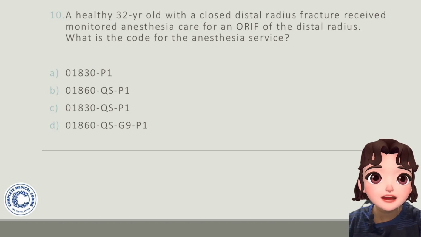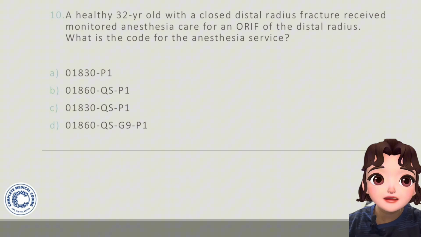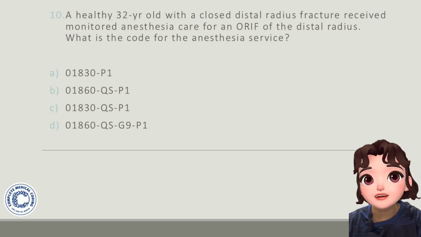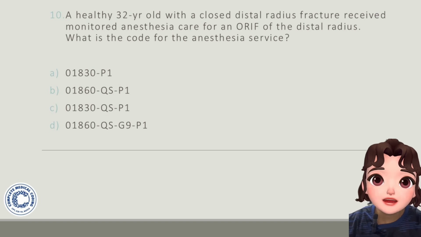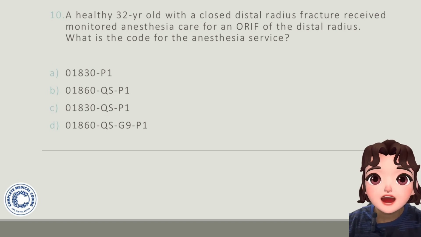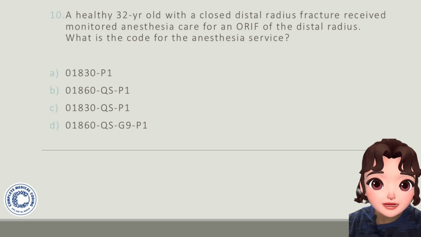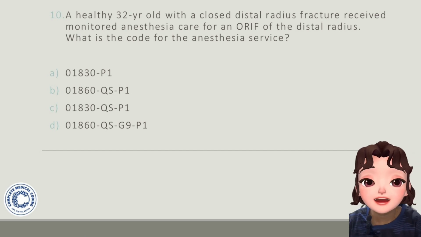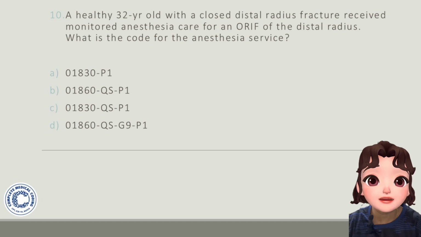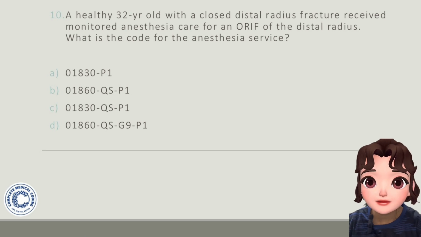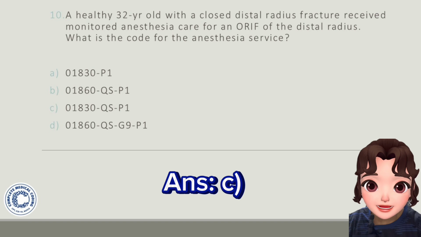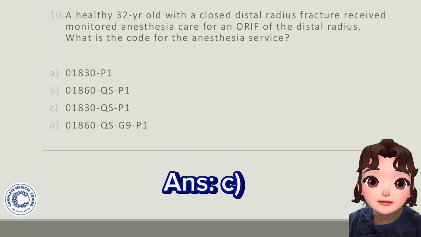Still, what is 01860? 01860 represents anesthesia for forearm, wrist or hand, cast application. This is not cast. So our correct anesthesia code is 01830. And here monitored anesthesia care, which is the modifier QS as discussed in the previous question. So QS also should be coded. And it's a healthy 32-year-old patient. So P1. P1 represents physical status modifier for a normal healthy patient, right? So the correct answer is option C. 01830 with QS modifier and P1 modifier.